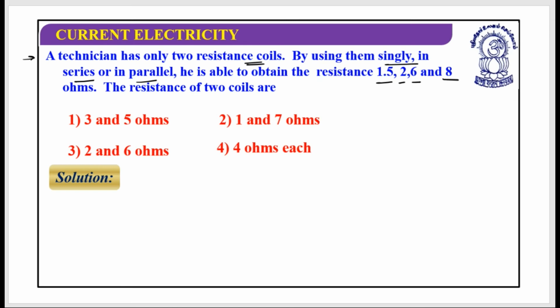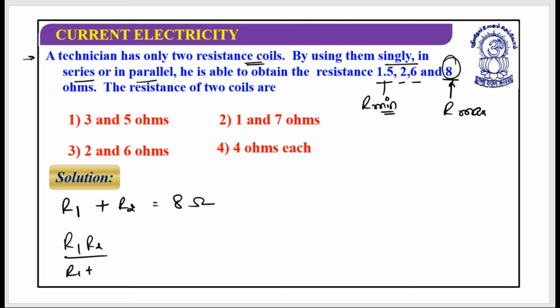So what I can suppose is that the maximum resistance is 8 ohm. Let's suppose one of the resistances is R1 and another is R2, and if he has put them into a series combination, then 8 ohm can be produced. R1 plus R2 would be equal to 8 ohm. This is the maximum one, and the minimum is 1.5 ohm. So if I go for the minimum one, it's R1 R2 divided by R1 plus R2, which would be equal to 1.5 ohm.